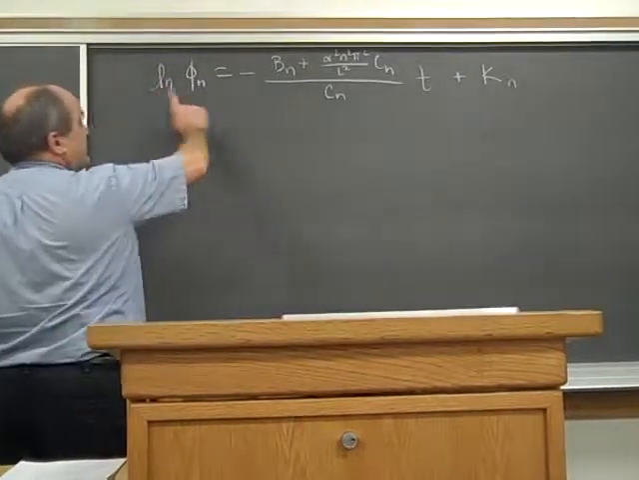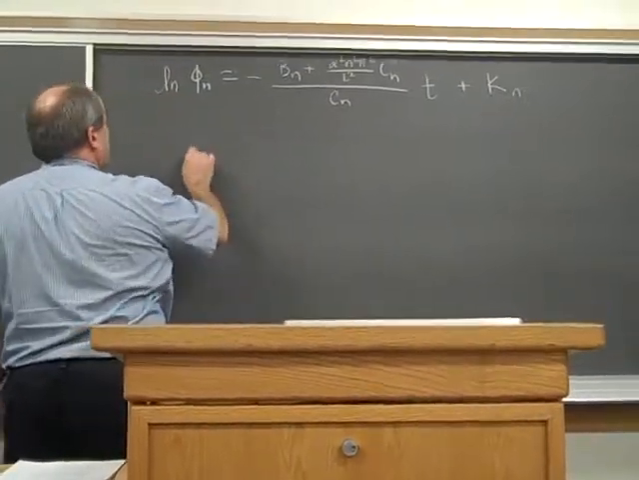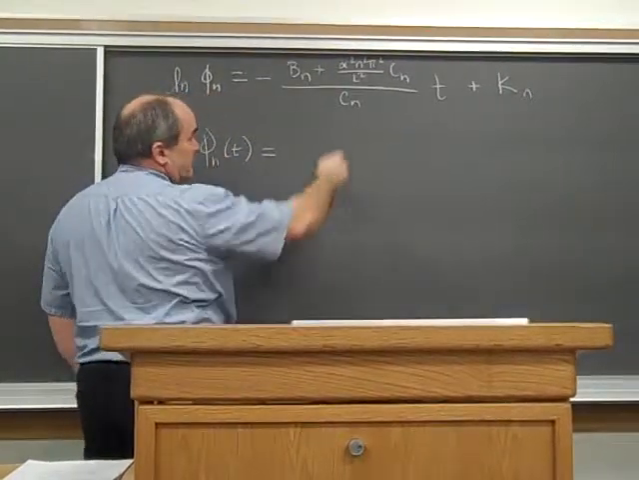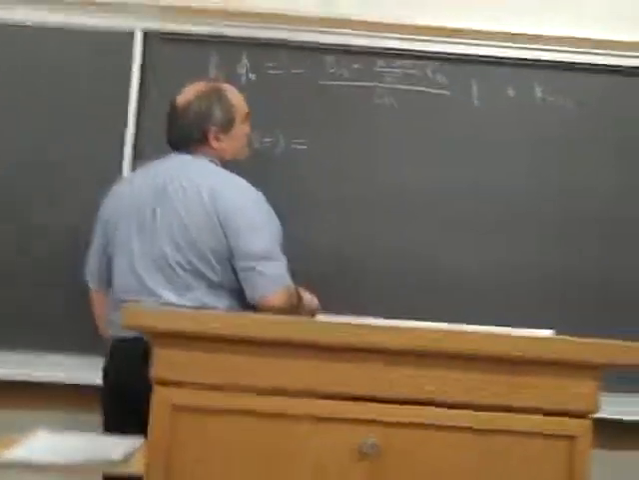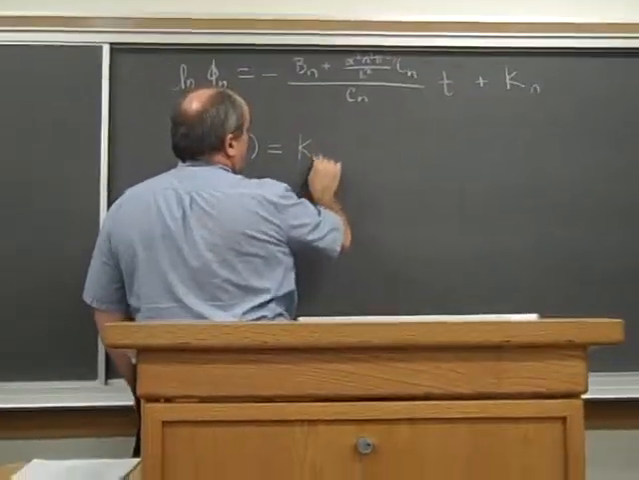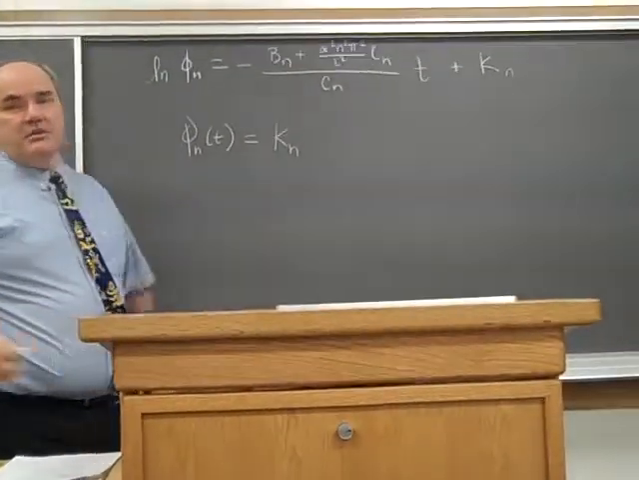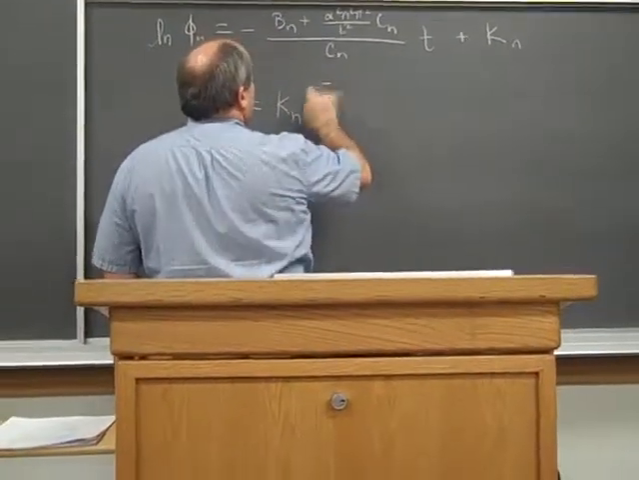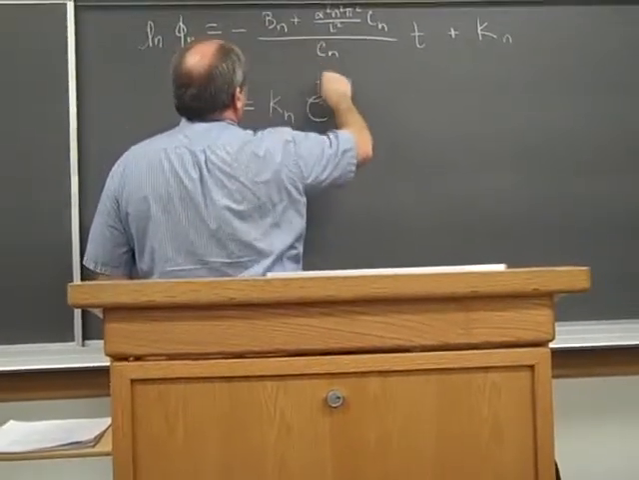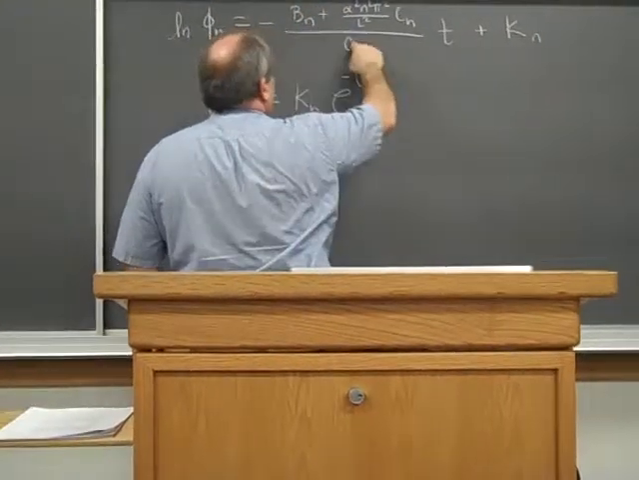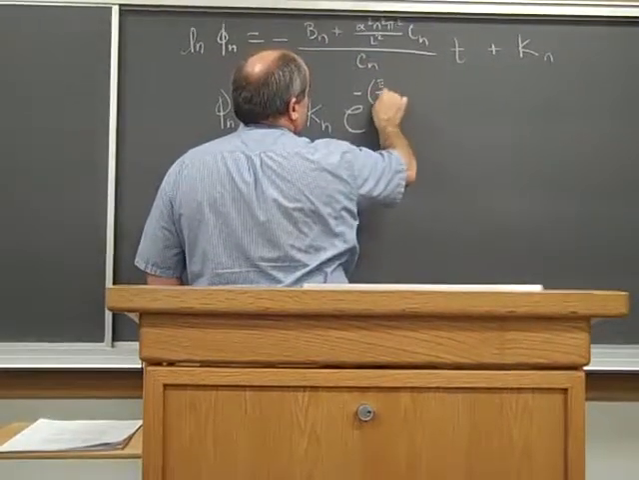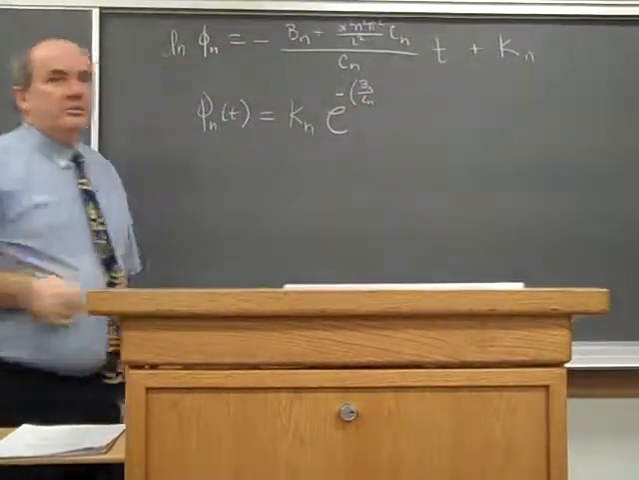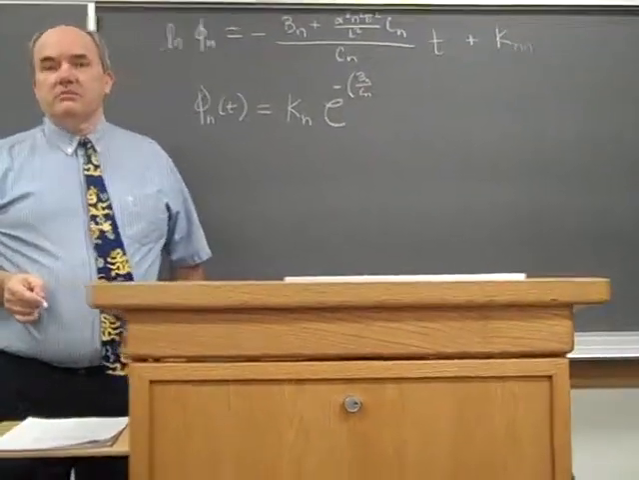Well, so we take e to both sides, and we end up with phi n of t is equal to, well, some, we'll keep calling it k sub n. Technically it's e to the k sub n, but that's still an arbitrary constant. Times e to the minus, and if I simplify this a little bit, well, I have b sub n over c sub n here, which I'll leave that way because it's easier to see at the moment, but an arbitrary constant divided by an arbitrary constant is still an arbitrary constant.